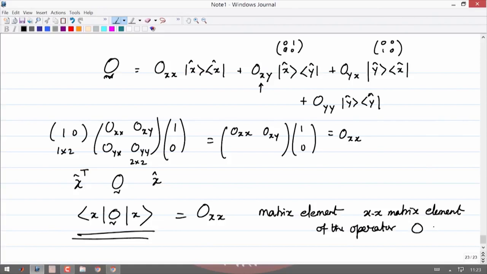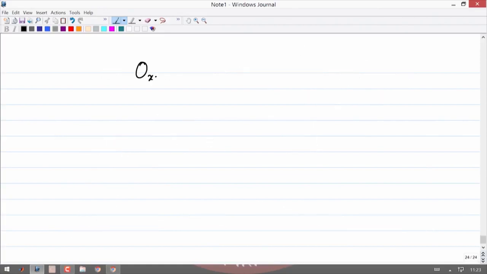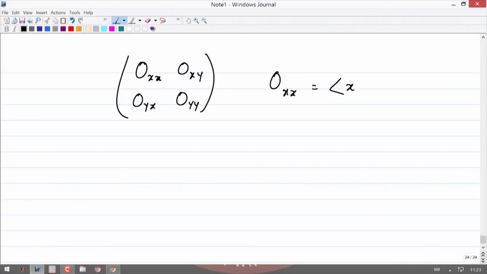So, you can see that now you have Oxx, Oxy, Oyx, Oyy. If you write this matrix, the first element Oxx is the matrix element: x, the operator O, and x column. So, this is the bra, this is the ket. Okay. Likewise, you can write immediately Oxy.